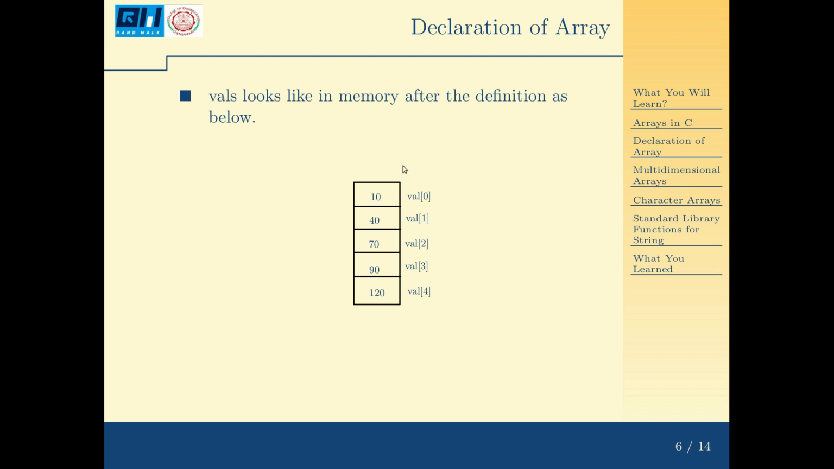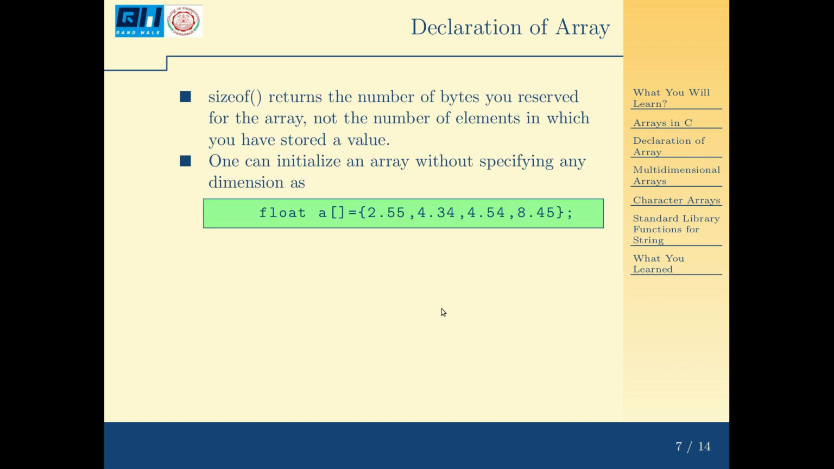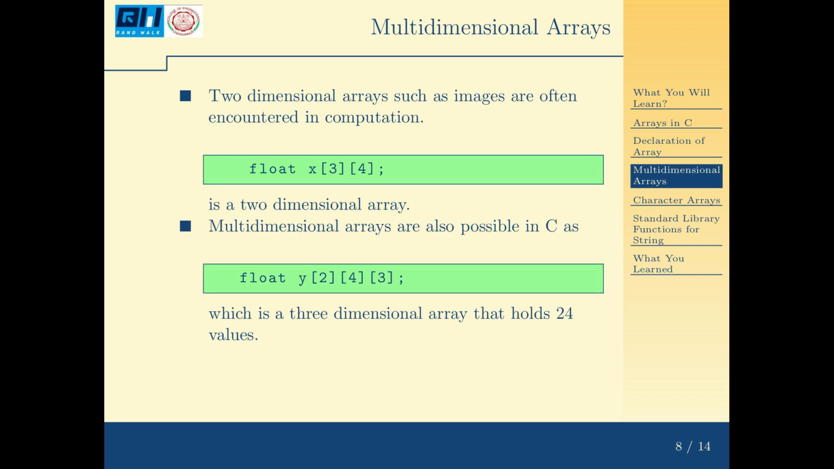So vals looks like this in memory after the definition as below. That is, this is vals[0], vals[1], the third location vals[2], vals[4], etc. So this is how the array resides in memory. Now sizeof returns the number of bytes you reserve for the array, not the number of elements in the array. Now one can initialize an array without specifying any dimension, like float a[] = {2.55, 4.34}. That way also you can specify an array without specifying the number of elements in it.